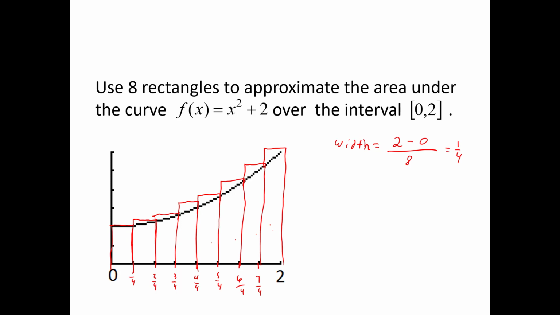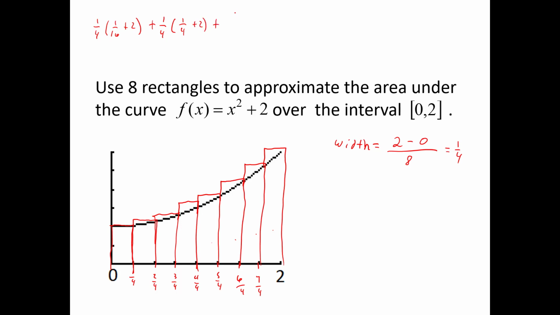We have 8 rectangles. For the first rectangle, each one of them has a width of 1/4, so we have a quarter. And then the height we get by taking the quarter and plugging it into the formula, which is a quarter squared, 1/16, plus 2. For the next one, we take the 2/4 and plug it into the formula to get my height. The width is 1/4 times 2/4 is a half, squared is 1/4, plus 2.